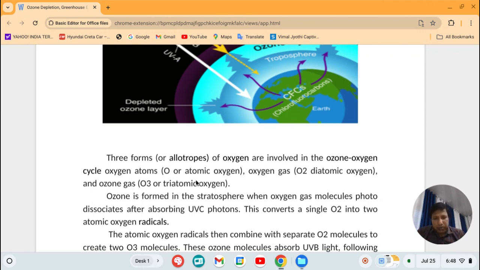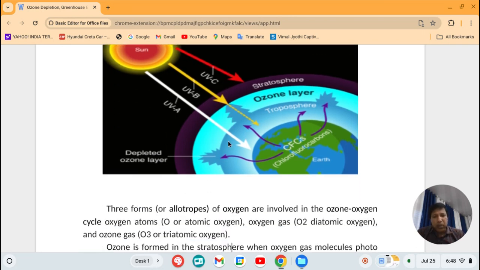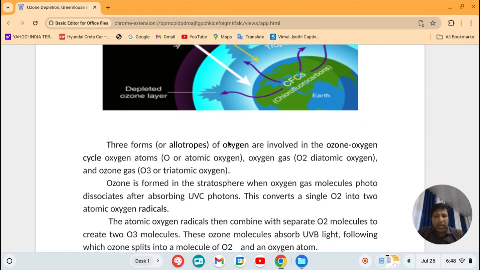Now the oxygen present at the top of the stratosphere, O2, absorbs the heat from the UVC rays, and single atomic oxygen will be formed. That is, O2 will be converted into two atomic oxygen radicals.